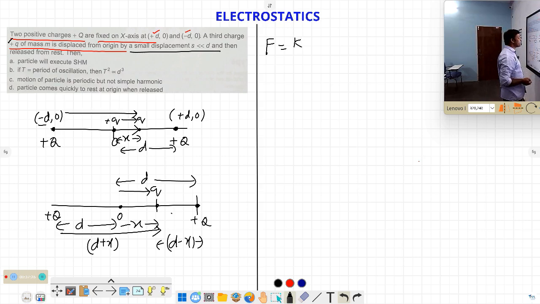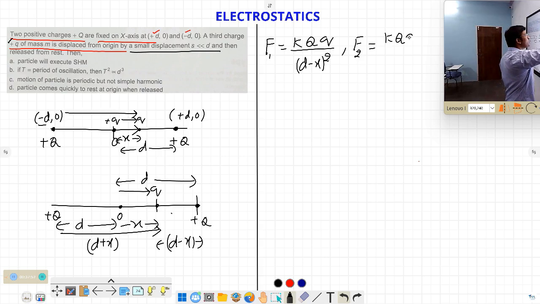we can write F equal to k, I am writing the constant 1 by 4 pi epsilon naught as k, into the product of the two charges, one is capital Q, one is small q, by the square of the distance between them. In this case, one force is k Q q by d minus x whole square, I am writing this as F1. Another force is F2, that is k into capital Q small q by d plus x whole square, because the distance is modified.